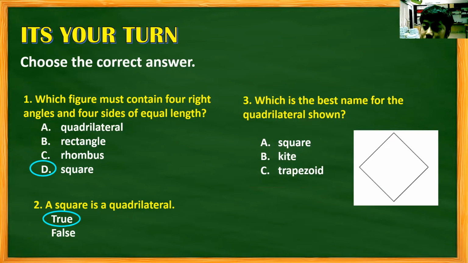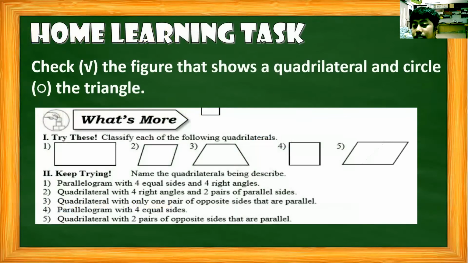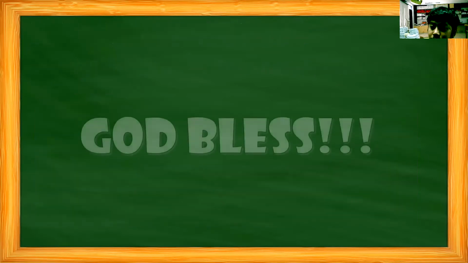Which is the best name for the quadrilateral shown? Okay, what do you call that? A square, a kite, a trapezoid. That's what we call this, a square. Okay. This is your home learning. Just keep trying, guys. Classify the following quadrilaterals in your notebook. Okay, try this at home.